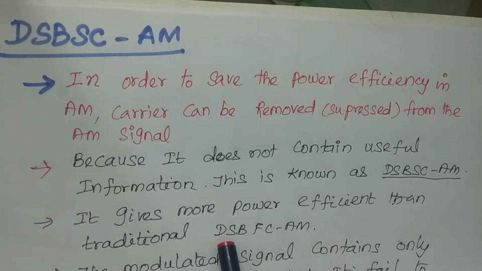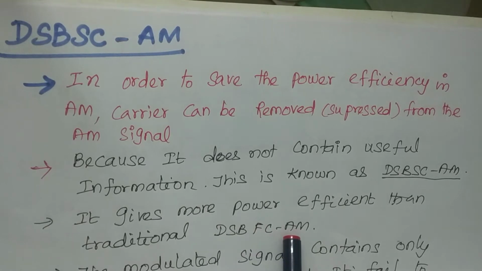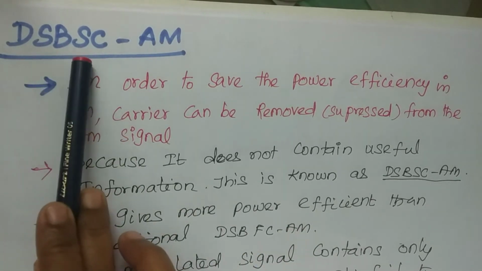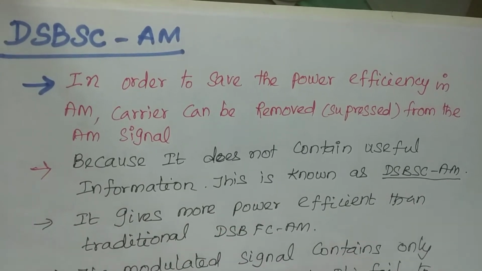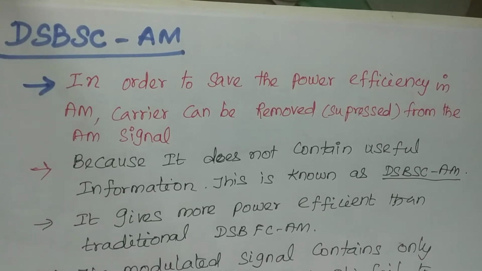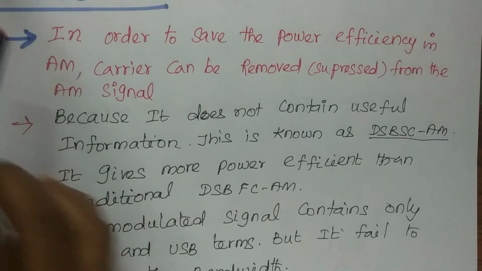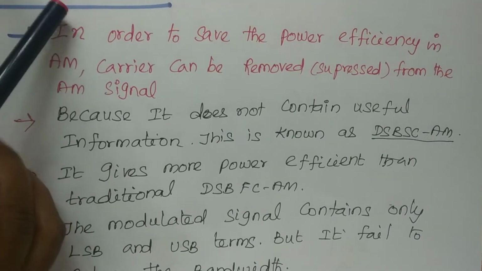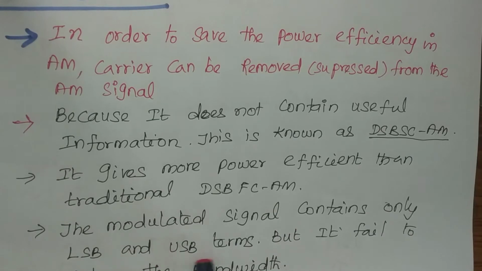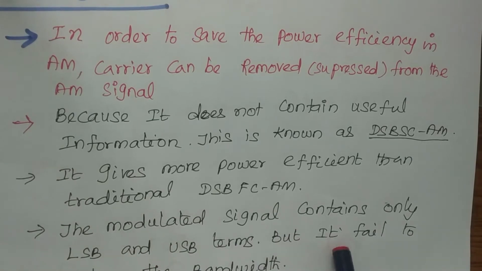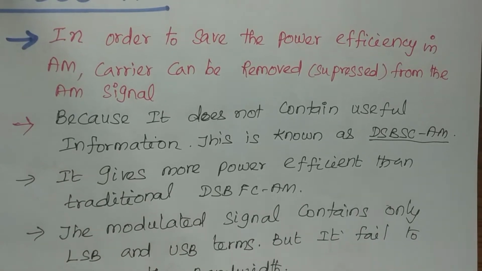The traditional double sideband full carrier amplitude modulation power efficiency is 33.3% only. But in double sideband suppressed carrier AM, we are going to improve the power efficiency. The modulated signal contains only LSB and USB terms, but it fails to reduce the bandwidth.